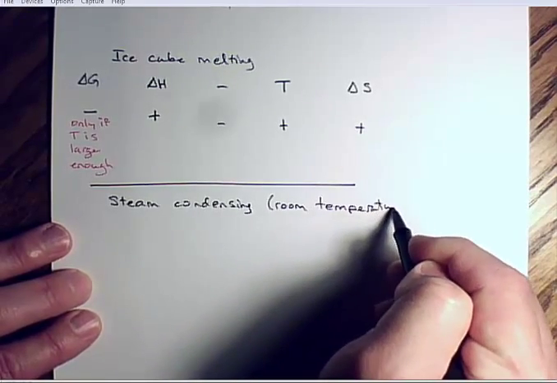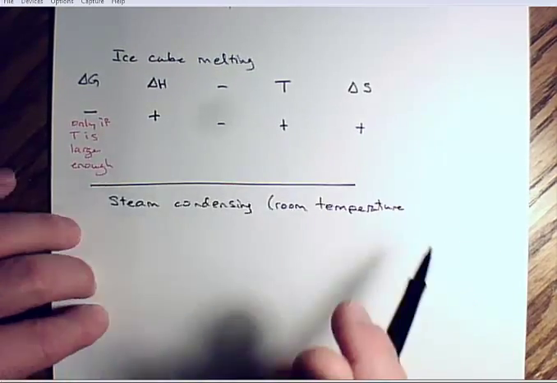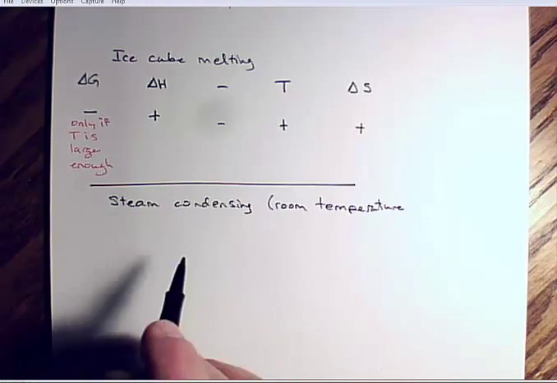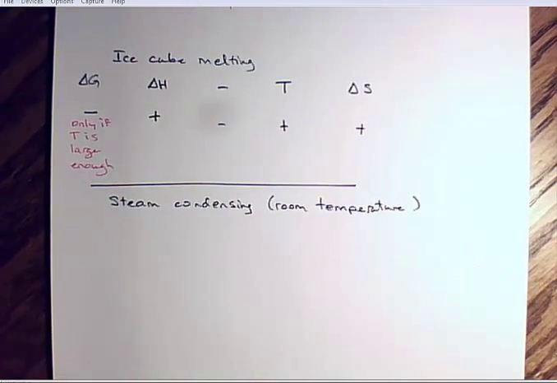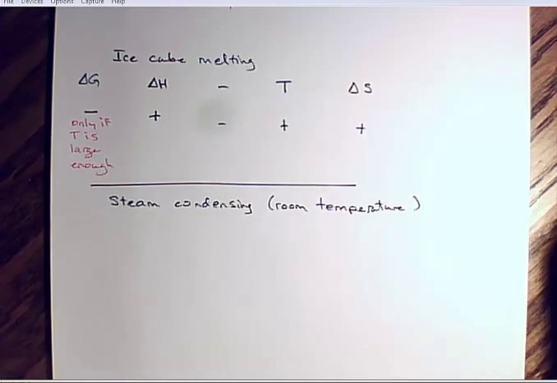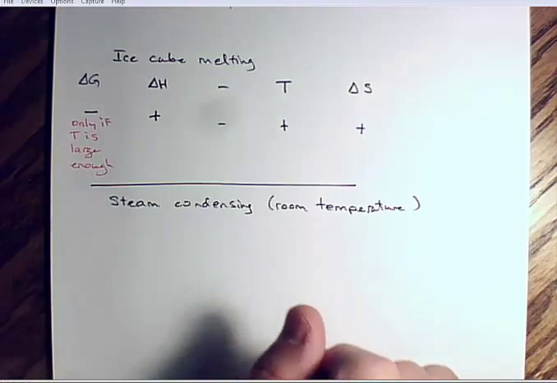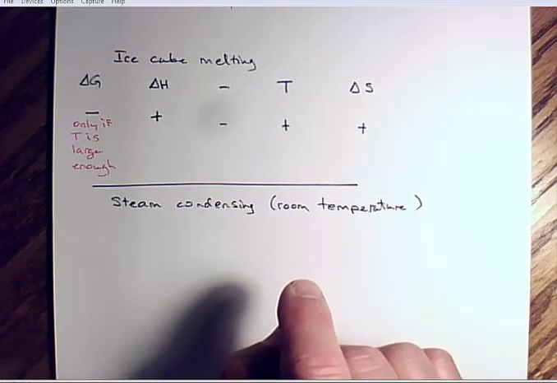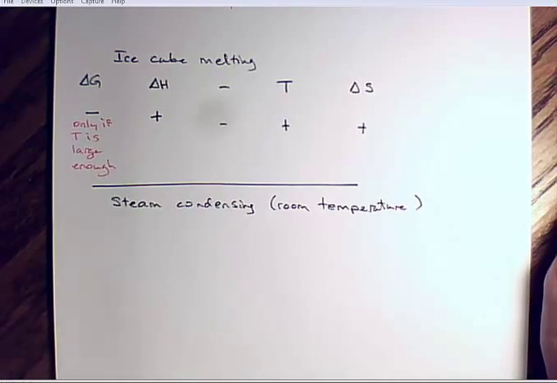Now what I want you to do is the same thing I just did with all these terms. Discuss it with a neighbor and try to figure out whether steam condensing is going to be a spontaneous process at room temperature or not. We'll come back together in a minute and take a look at what findings you have. So try to figure out for yourself, based on these terms, whether steam condensing at room temperature is going to be a spontaneous process or not.